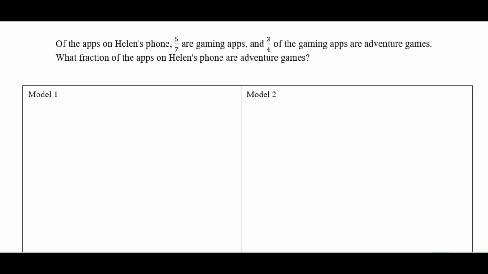Of the apps on Helen's phone, 5/7 are gaming apps, and 3/4 of the gaming apps are Avenger games. What fraction of the apps on Helen's phone are Avenger games? So for the calculations, we need to use our information. What are we trying to figure out? What fraction of Helen's phone are Avenger games? So we need to use the context of the question.